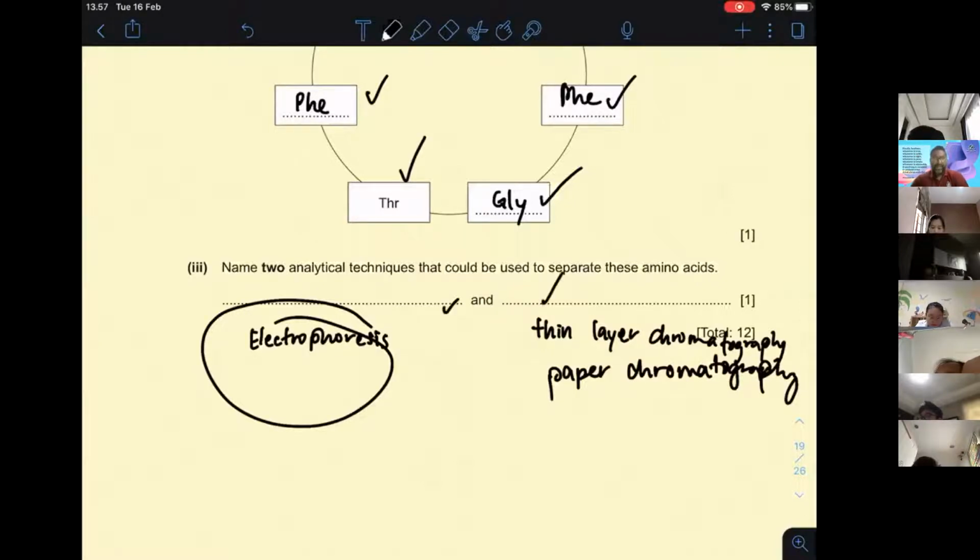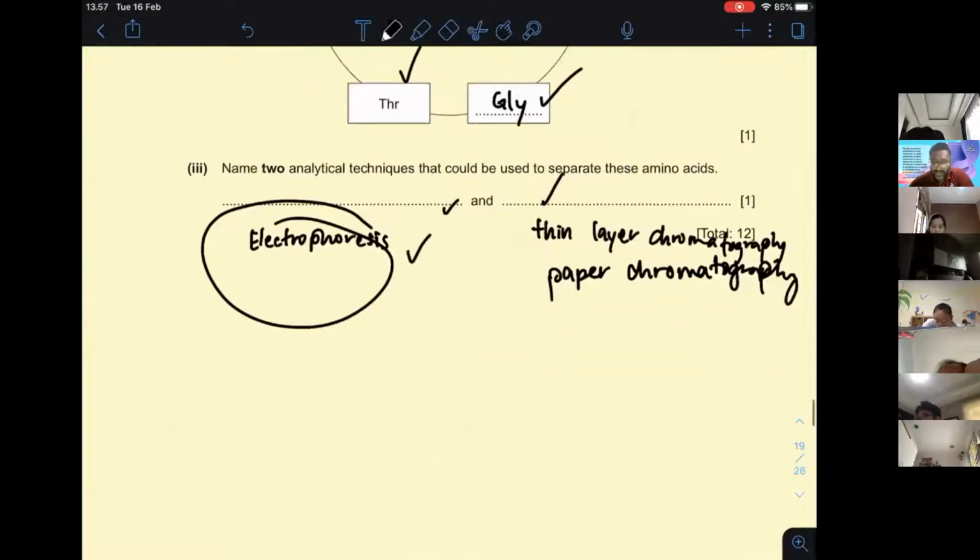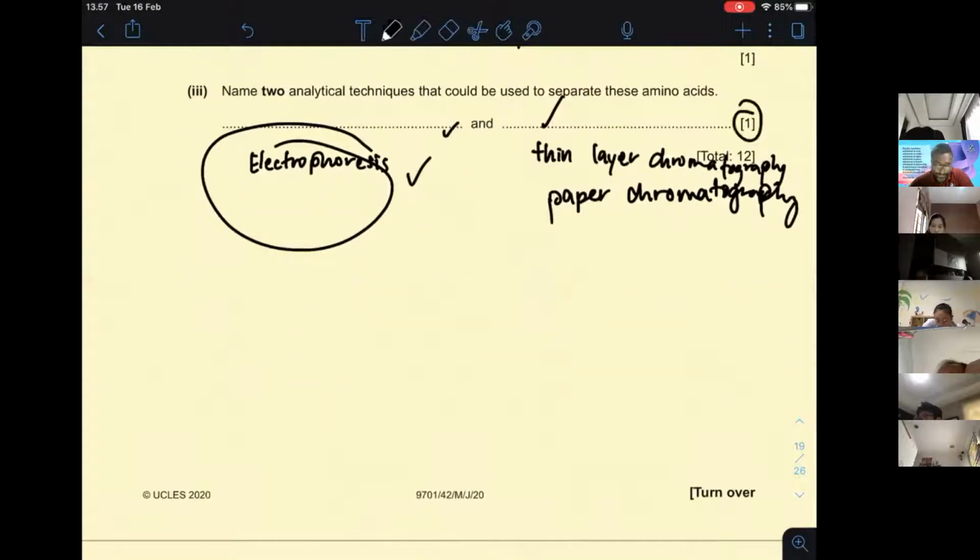Don't simply give the answer mass spectrometry and so on. No. This one you need to answer with analytical techniques. So you need to separate the amino acids first. How do you separate? Electrophoresis. Then you also use thin layer chromatography, or you can use paper chromatography. It's fine. 1 mark.